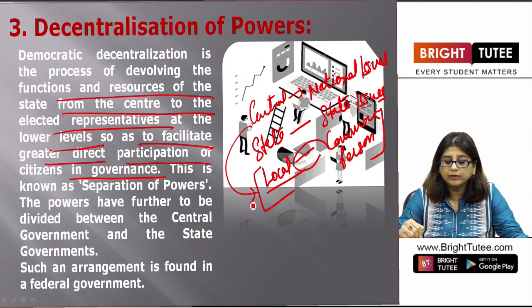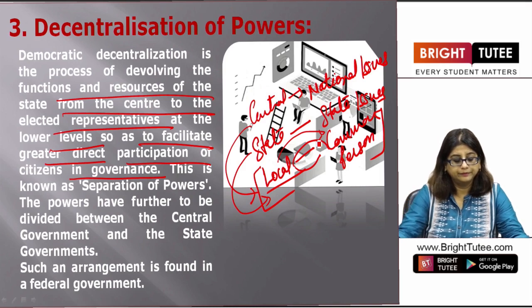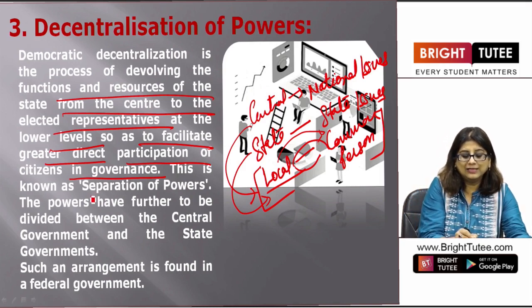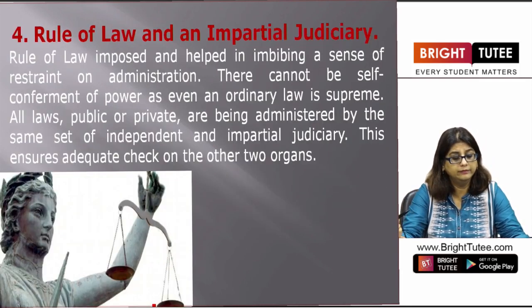Nobody knows them from the central, nobody knows from the state. But the local people, they know the problems better than any other form of government. And this is known as separation of powers. The powers are further divided between the central government and the state government. Such an arrangement is found in the federal government.